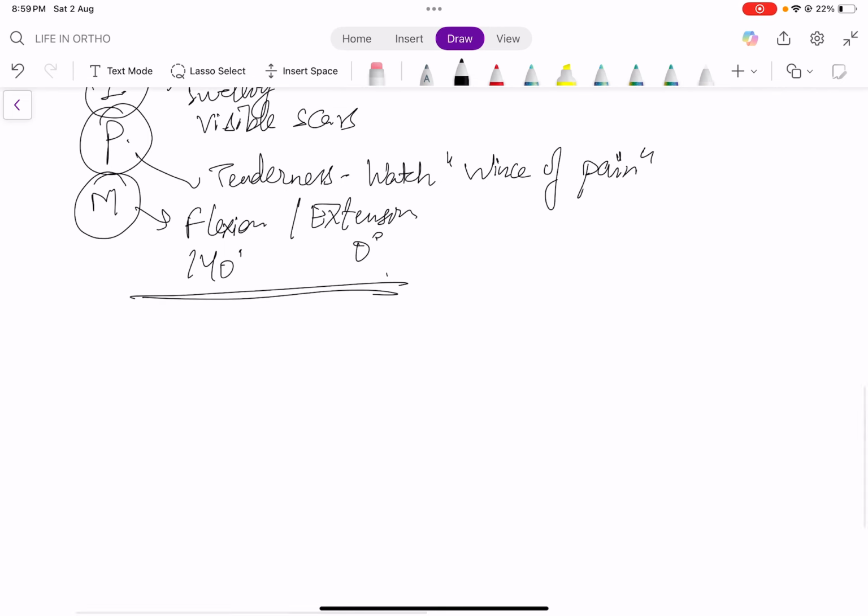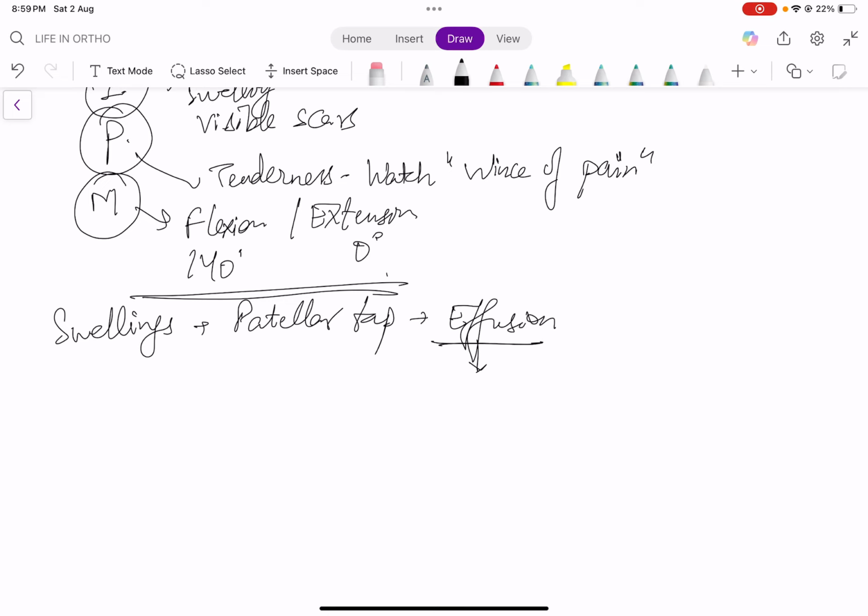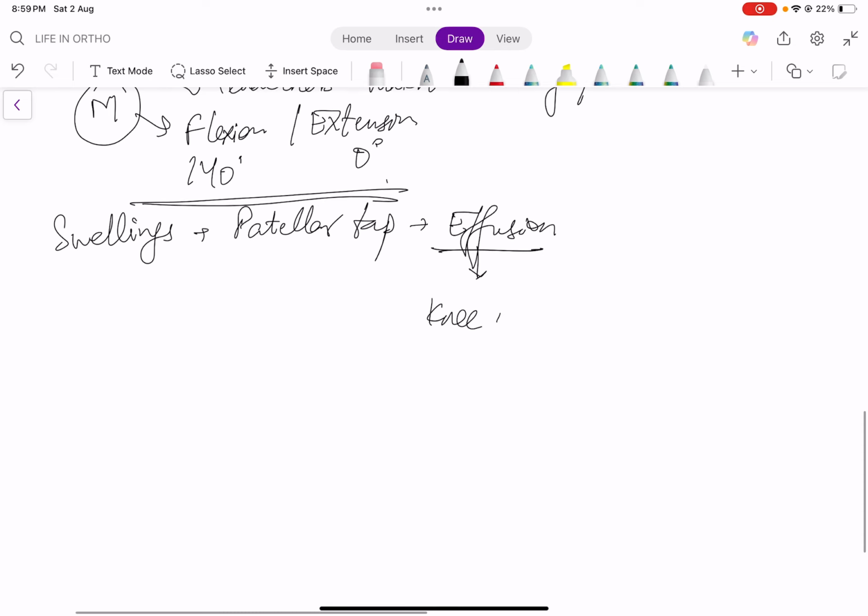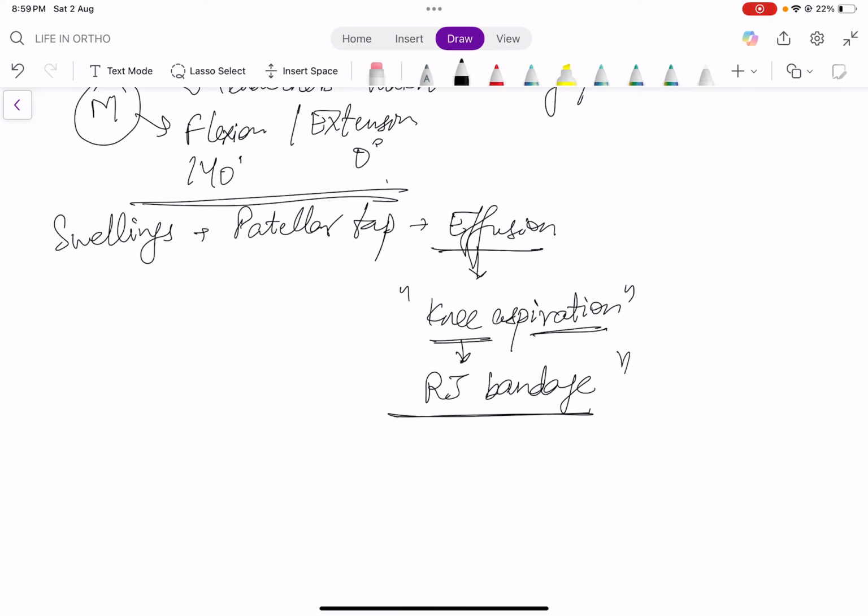What else can you do in cases of swellings? You can do a patellar tap, where you tap the patella to look for effusion. If there is effusion, you go for knee aspiration, which is a modality to remove the excessive fluid inside the knee joint. This is followed by an RJ bandage or a Robert Jones bandage for a week. I'll discuss it later on.